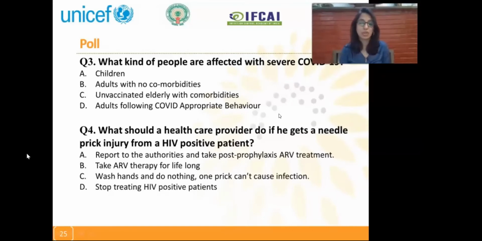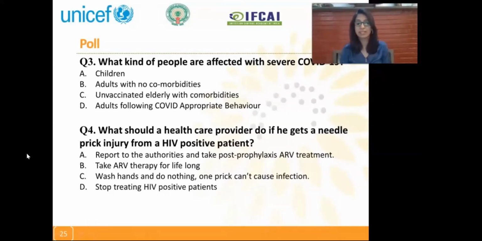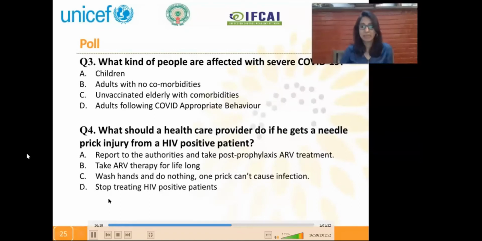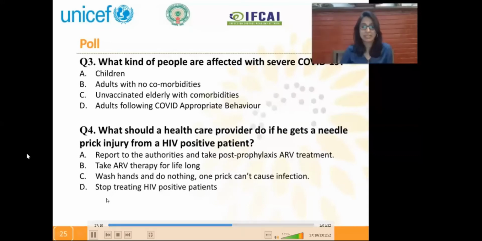Okay, going to the next. What should a healthcare provider do if he gets a needle prick injury from an HIV positive patient? Should he report to the authorities and take post-exposure prophylaxis ARV treatment? Should he take ARV therapy for life? Should he wash hands and do nothing, since one prick can't cause infection? Or stop treating HIV positive patients? What will you do if you get a needle prick injury while you are treating an HIV positive patient, mother or child? Read your options carefully.